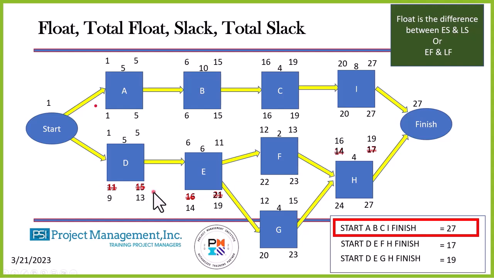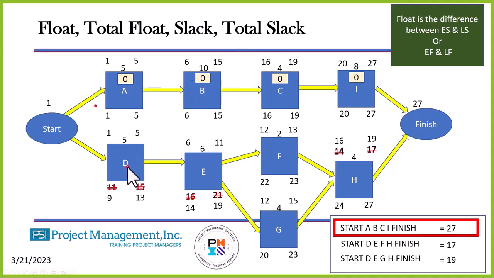I have established the early start and the early finish of each of these. I want to understand, what is the float? Look at this. 0. I subtract the early start from the late start, 0. I subtract it again, it's 0. 0. 0. There's no float on that path. That path is the critical path. There's no float in the critical path.